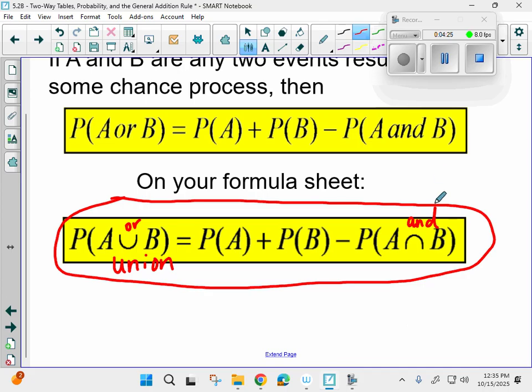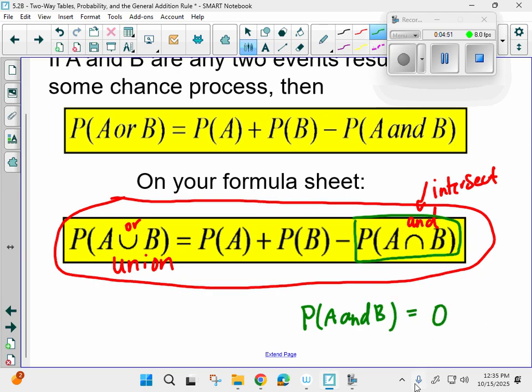Sometimes you'll see that this symbol means intersect. I think you use it in pre-calc too. Don't we do that in pre-calc? Yeah. All right, in stats, it means and, or occurring at the same time. Now, if two events are mutually exclusive, we learned this the other day, the probability of A and B is 0. There's no overlap, right? If events are mutually exclusive, you can just add these together.